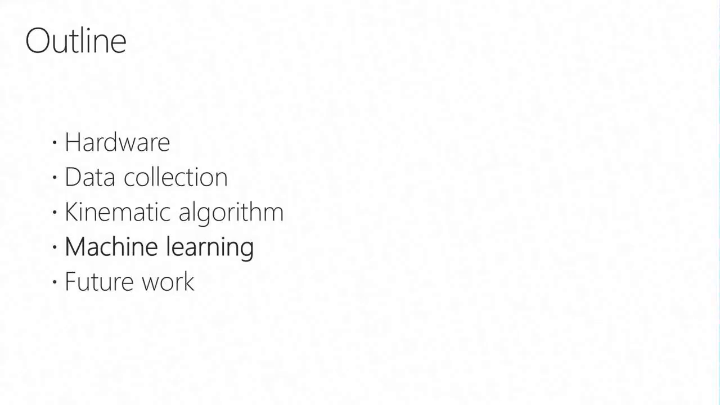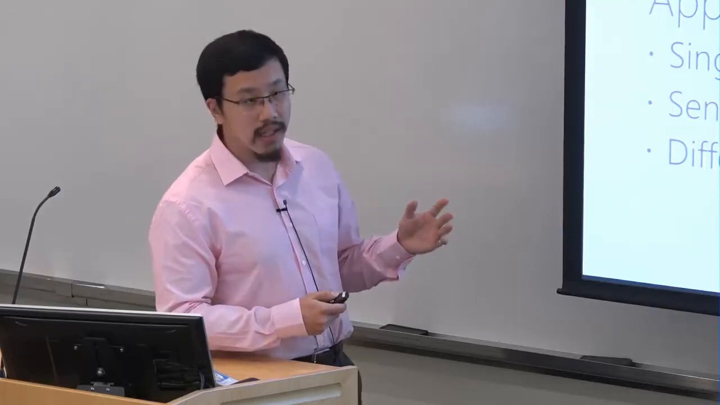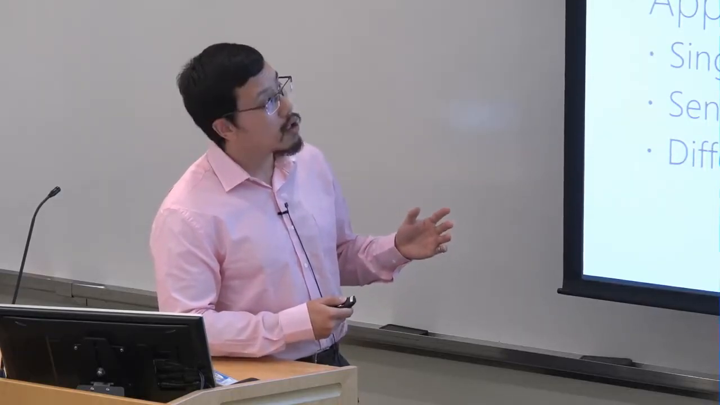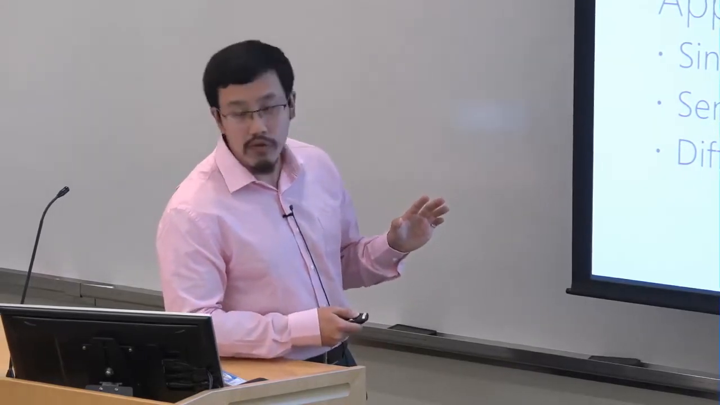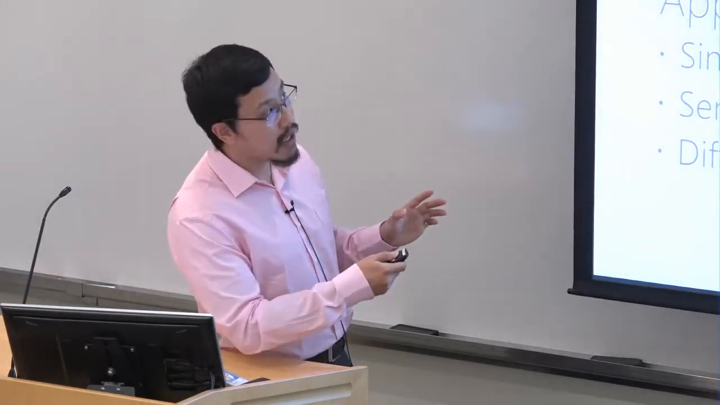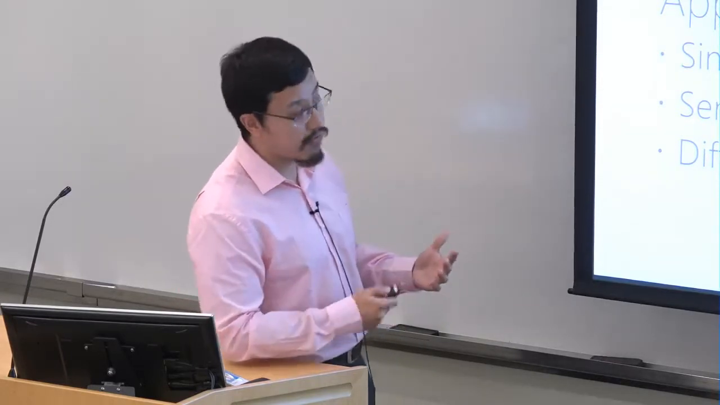Okay, so now we are done with the kinematics. I'm going to the machine learning techniques we have applied to solve this particular problem. We have implemented two approaches to use DNN on this particular problem. The first one is to learn the RSB, the displacement from the sensor to the body part. So we use the optical joint angle, which is the ground truth, to compute the ground truth sensor movement, RSB. And then we plug this RSB into the displacement equation and then get the joint angle. That's the first approach we tried.